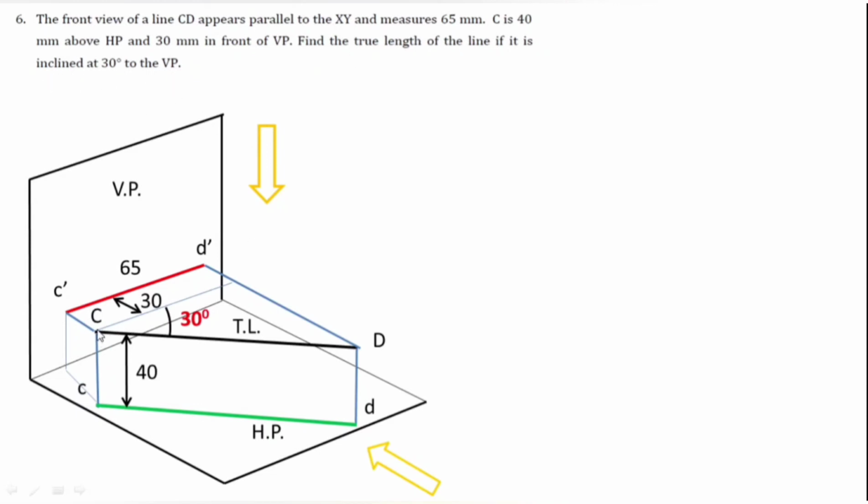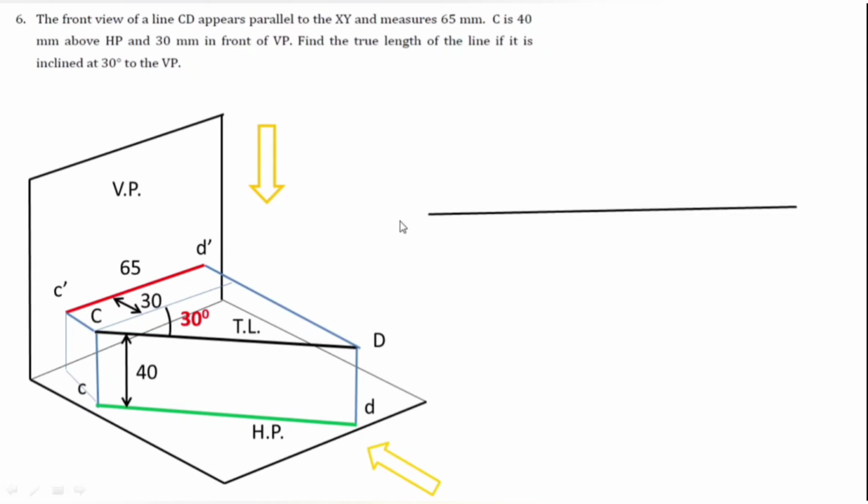So in this case we can clearly see capital CD is inclined at 30 degree to VP, and C end is 30 mm in front of VP and 40 mm above HP, right? But front view length we know, we don't know the true length of line. So in the top view the true length is visible. The green line is the top view of this line, small cd, and small c dash d dash is given to us. Only in this problem we are going to start with front view first.